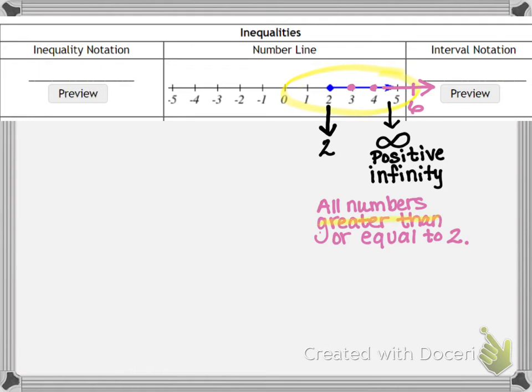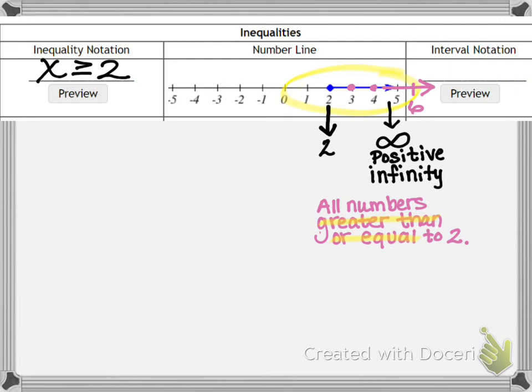So what that means is that I want to write an inequality notation for all the numbers that are greater than or equal to 2. So that means my x can be anything that is greater than or equal to 2. So you can see that I've inserted the proper symbol for x is greater than or equal to 2.